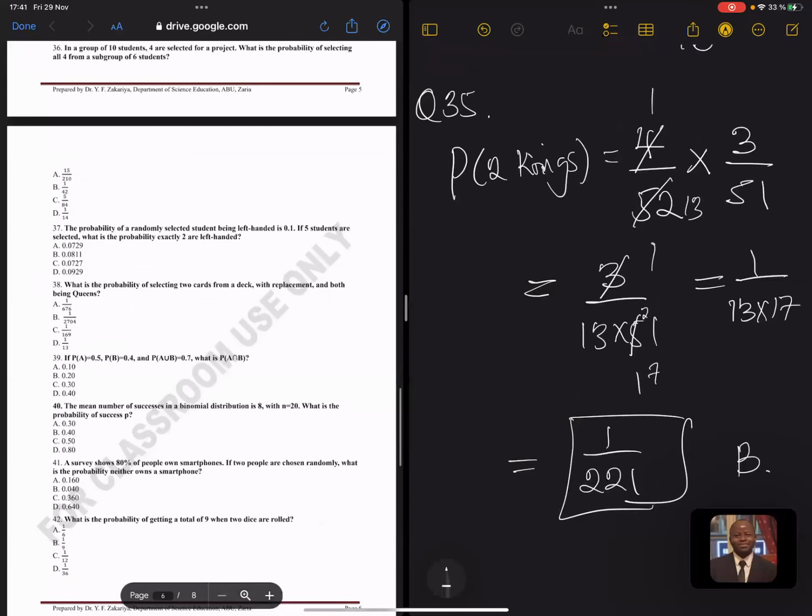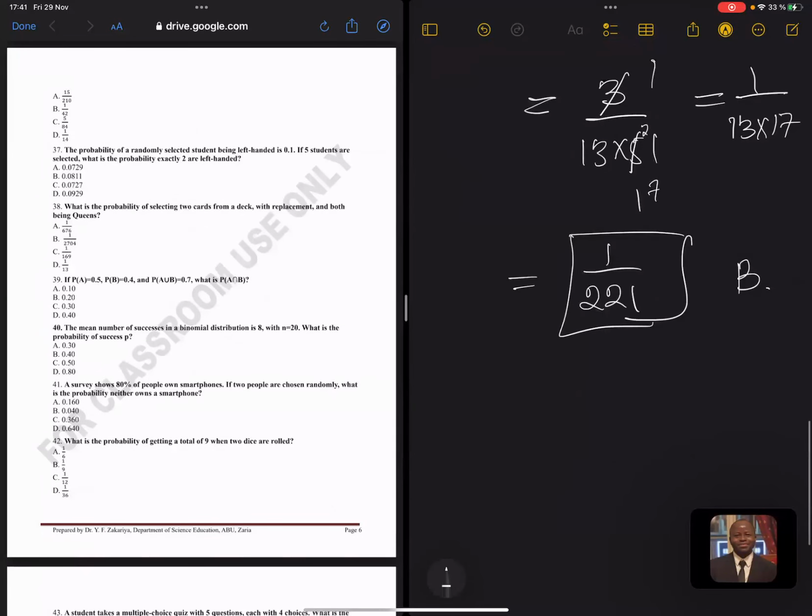We go to the next problem, and that is problem 40. It says, the mean number of successes in a binomial distribution is 8, with n equals 20, n being the number of observations, the repeated number of experiments. What is the probability of success? What is P?